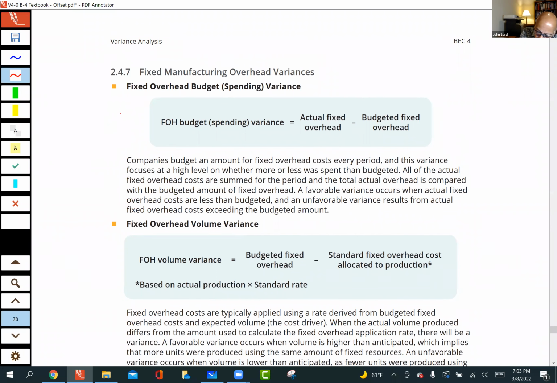And I want you to flashcard this, but again, flip these, put the budgeted first. I don't know why Becker does this. I don't know why they keep putting the actual before the budgeted. It's not the way to look at it. Put the budgeted first, then put the actual, okay? And then let's just take a look here. They tell us a favorable variance occurs when actual fixed overhead costs are less than budgeted, and unfavorable variance results from actual fixed overhead cost exceeding the budgeted amount. And that's why I want you to flip those and put the budgeted first, okay?